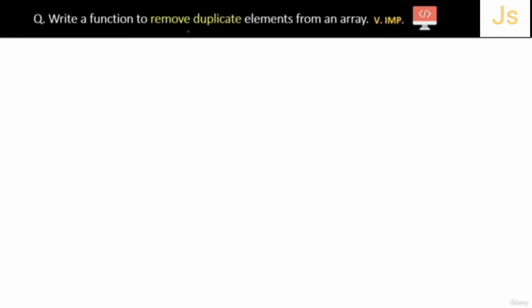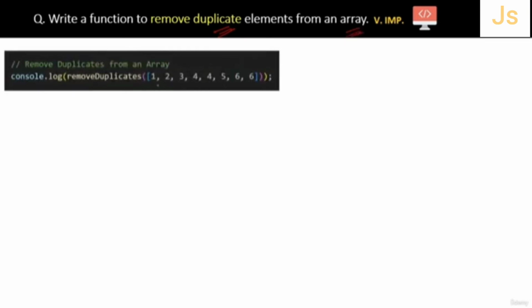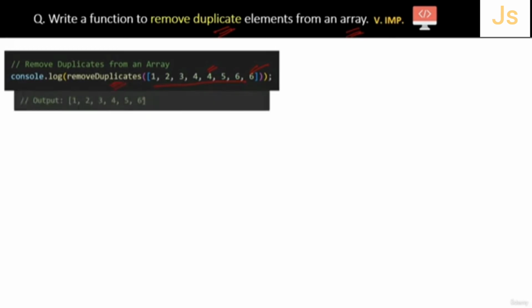Write a function to remove duplicate elements from an array. For example, suppose you have an array like this, and here you have duplicate elements, right? 4 and 6. Now you have to create the removeDuplicate function to remove these duplicate elements. The output should be something like this.